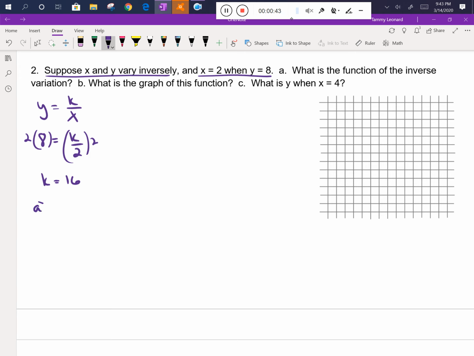So for part A, when it asks us what is the function of the inverse variation, they're asking us for the function that includes the specific k value that governs the relationship. So y equals 16 over x. Then in part B, they ask us to graph the function.